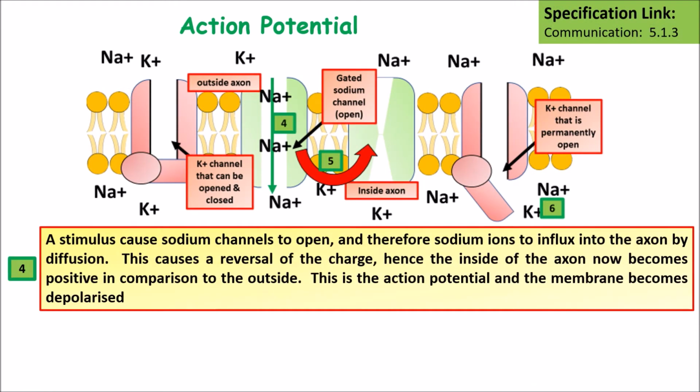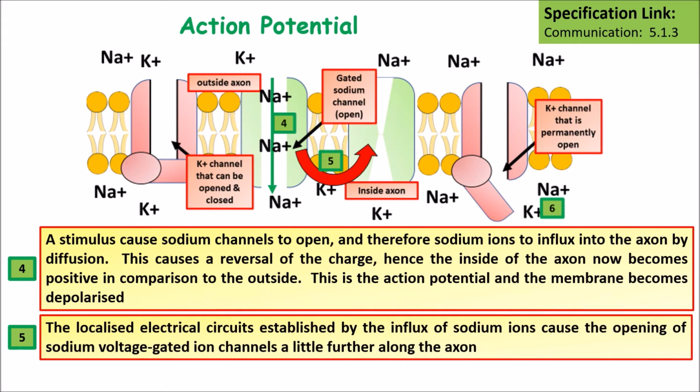A stimulus causes sodium channels to open, and therefore sodium ions to influx into the axon by diffusion. This causes a reversal of the charge, hence the inside of the axon now becomes positive in comparison to the outside. So this is the action potential, and the membrane becomes depolarized.